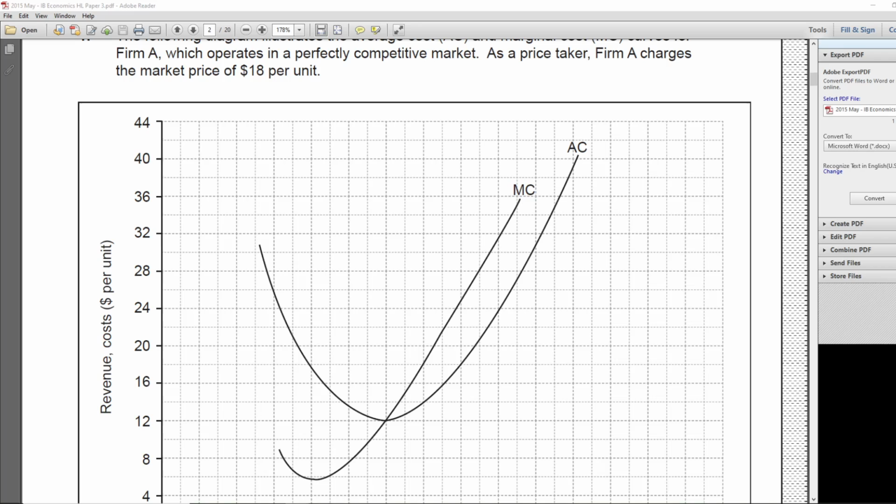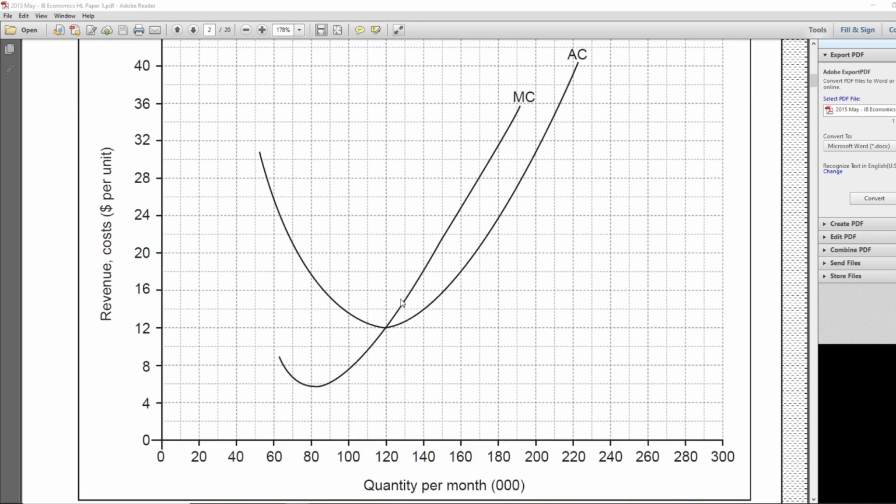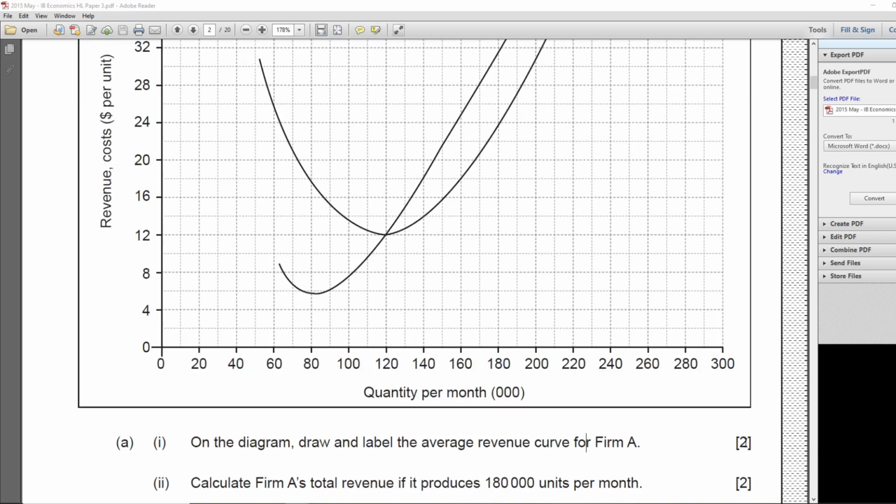Horizontal line at 18. Yeah, that's it. Because your average revenue is your P, and so is your MR, and so is the demand. So at 18, which is here, you just have to draw a horizontal line and then you put 18. That's how you can get 2 marks. Just like that. Yeah, paper 3.